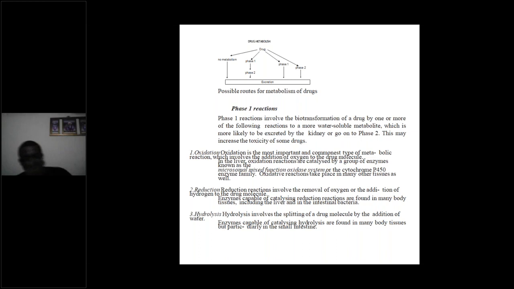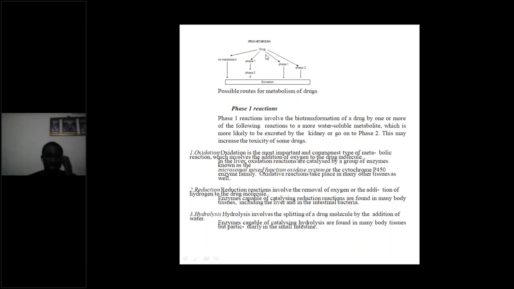So after the reduction, the next thing is hydrolysis. Hydrolysis means hydro from water, lysis breaking down. So it involves splitting of the drug molecule by the addition of what? Water. So water is added and splits it. The enzymes that are responsible for that are found in many parts of the tissue, particularly the small intestine. Okay, so this is phase 1 reaction.